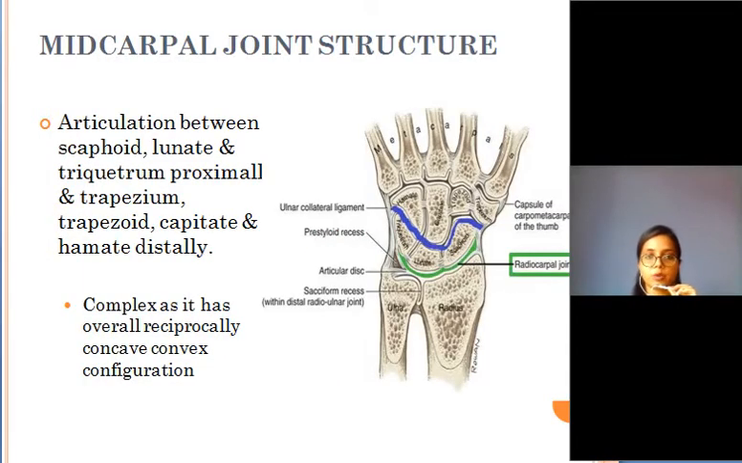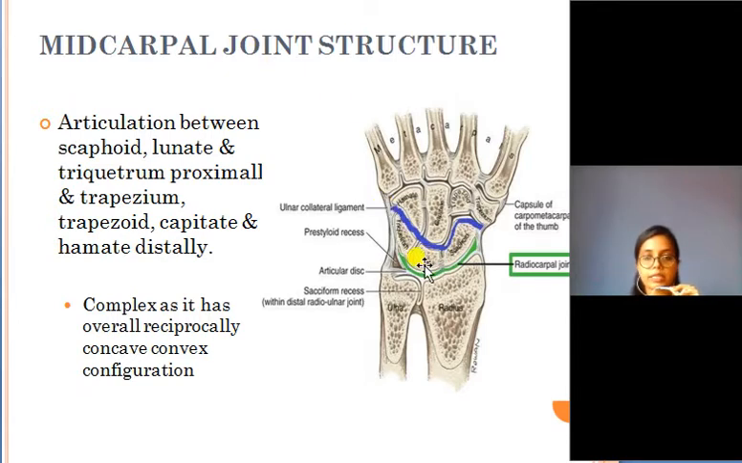Midcarpal joint, as you can see here and as the name suggests, is the joint between the proximal and distal row of carpal bones. This blue line forms the midcarpal joint. There is an articulation between scaphoid, lunate, triquetrum proximally, which form the proximal row of the carpal bones, and the trapezium, trapezoid, capitate and hamate distally.